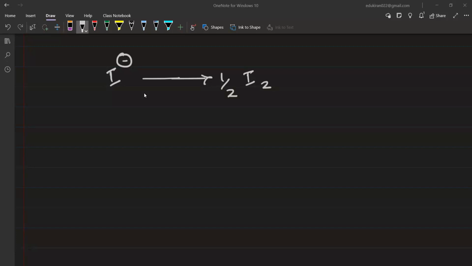If you're not raising your hand, then I will ask, what do you think? How should we say this statement? How should we say this reaction? Okay, Iram, tell me. Iram, what do you understand by this? I negative giving half I2. Okay, Madhi has raised hand.